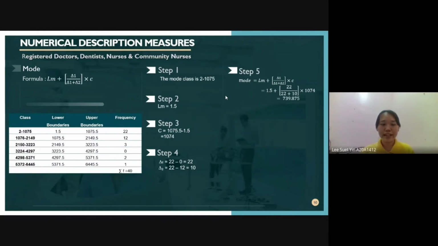In this slide, we can see the formula of mode. LM is the lower class boundary of the modal class, and this is the difference between the frequency of the modal class and the frequency of the class before the modal class, and this is the difference between the frequency of the modal class and the frequency of the class after the modal class, and C is the class size.